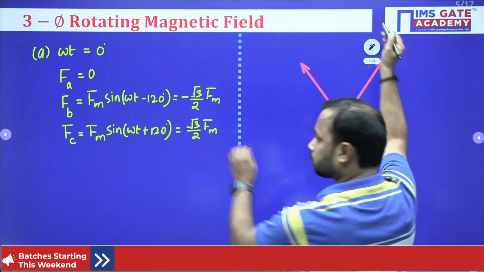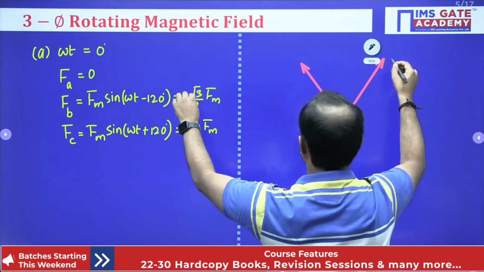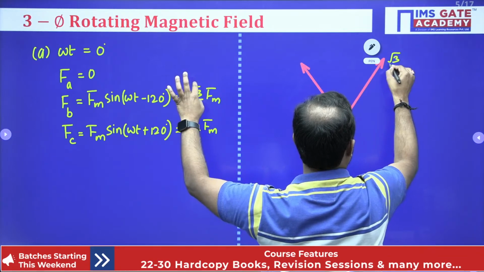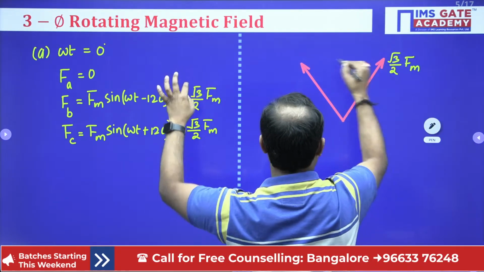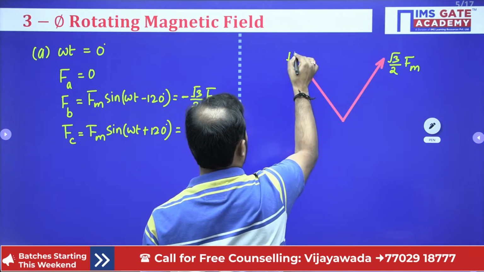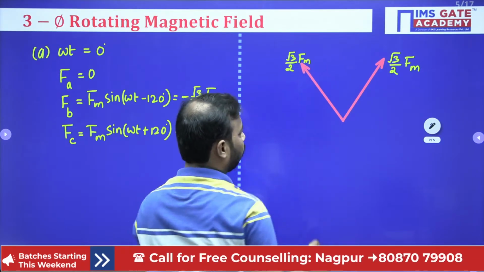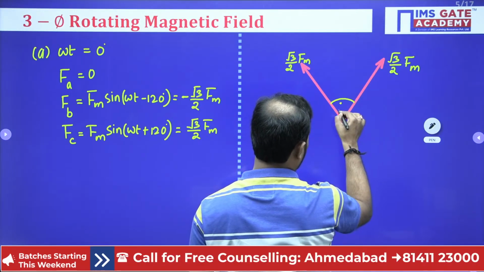And since you have taken the FB in the reverse direction, please do not mention the negative sign. This will be root 3 by 2 FM. This is FB, meaning minus FB, and this will be FC, which is root 3 by 2 FM. And what is this angle? This angle is a total of 60 degrees.